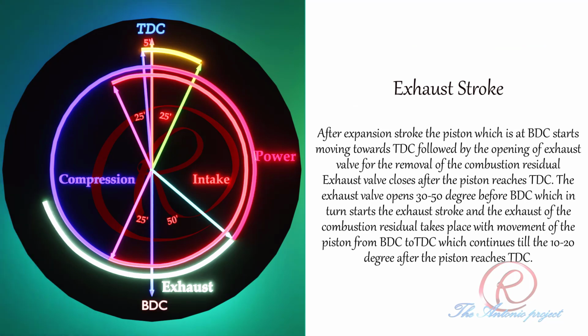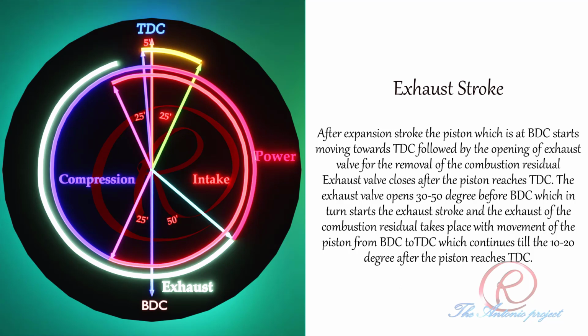Exhaust stroke. After the expansion stroke, the piston, which is at BDC, starts moving toward TDC, followed by the opening of the exhaust valve for the removal of the combustion residual. The exhaust valve closes after the piston reaches TDC. The exhaust valve opens 30 to 50 degrees before BDC, which starts the exhaust stroke, and the exhaust of the combustion residual takes place with movement of the piston from BDC to TDC, which continues till 10 to 20 degrees after the piston reaches TDC.